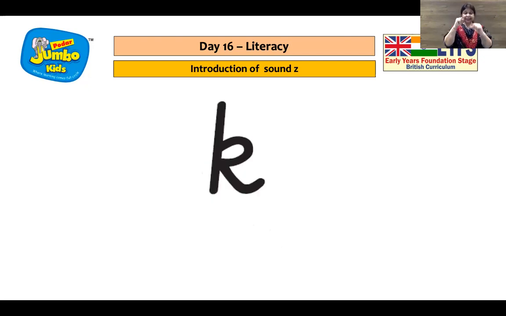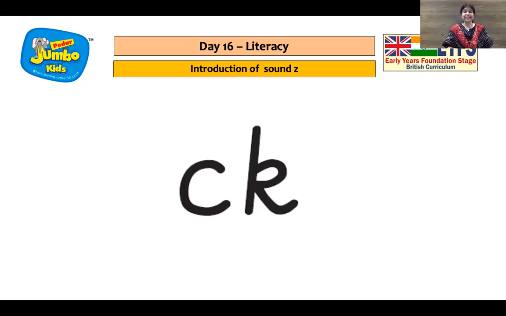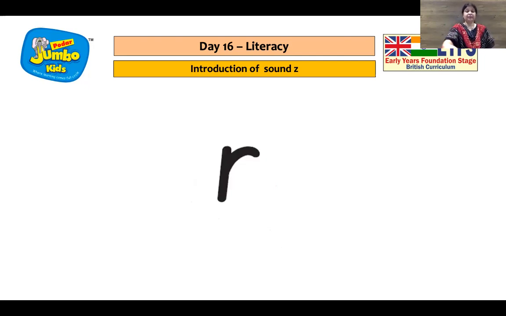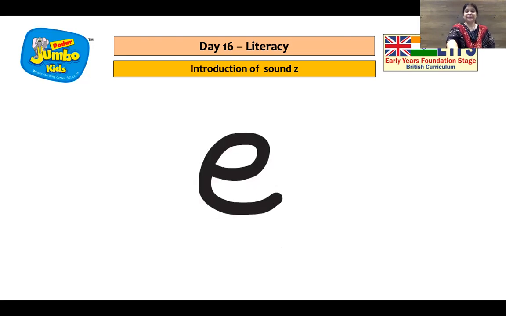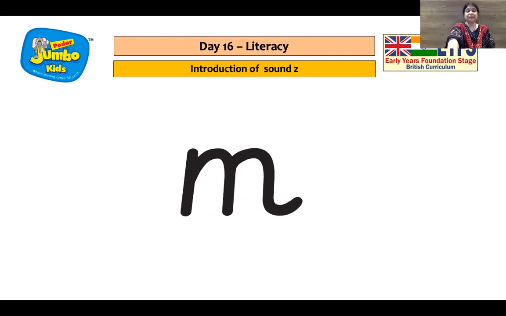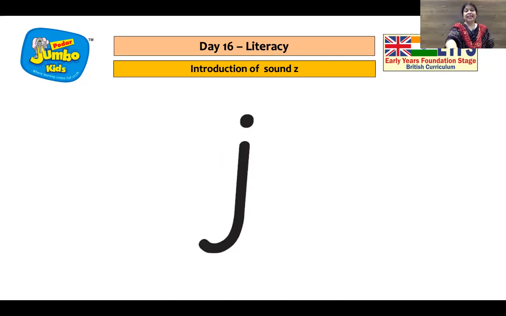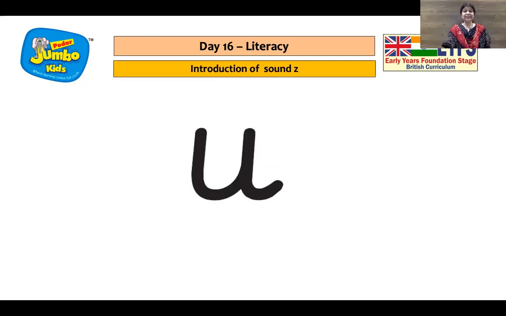K. C. That's right. And CK together also makes the same sound. G. R. B. E. E is a special letter. That's right. M. V. Come on, children, let's play the violin. J. W. U. Yes, it's a special letter.